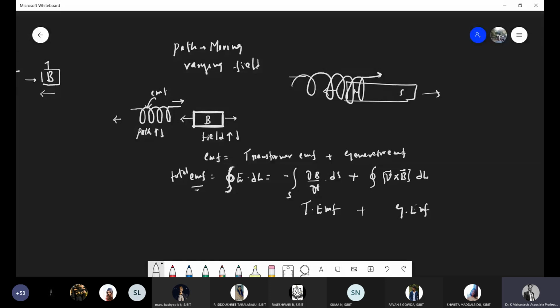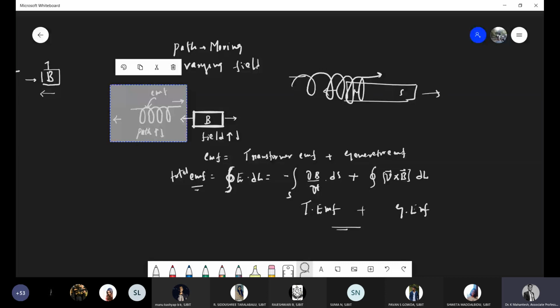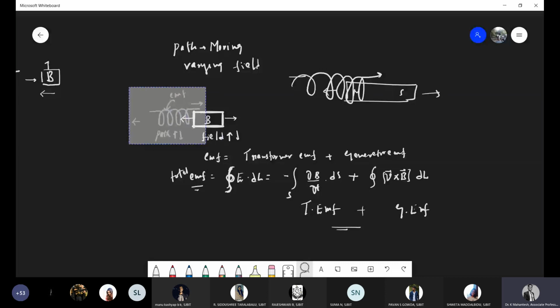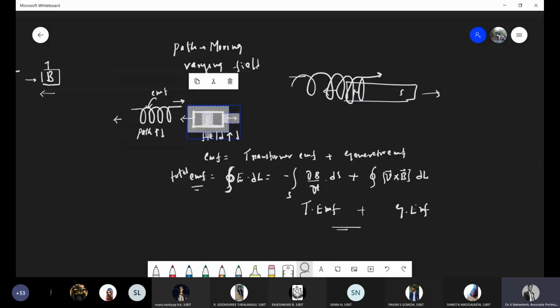When this EMF is generated, the EMF is induced on the closed path due to the varying path. B is also varying, and your path is also varying. So both are varying.